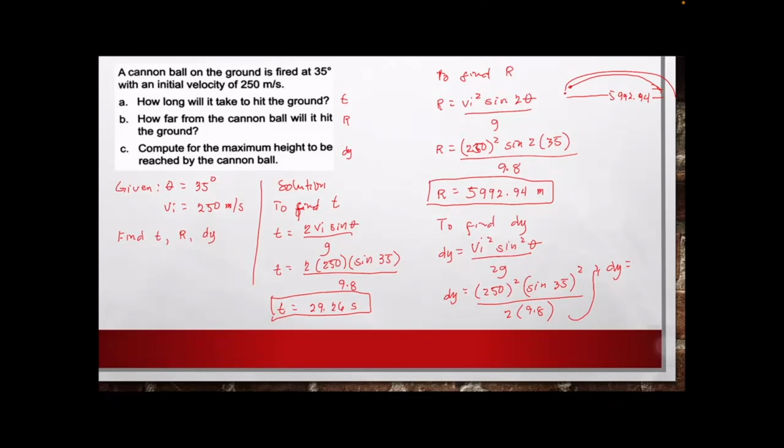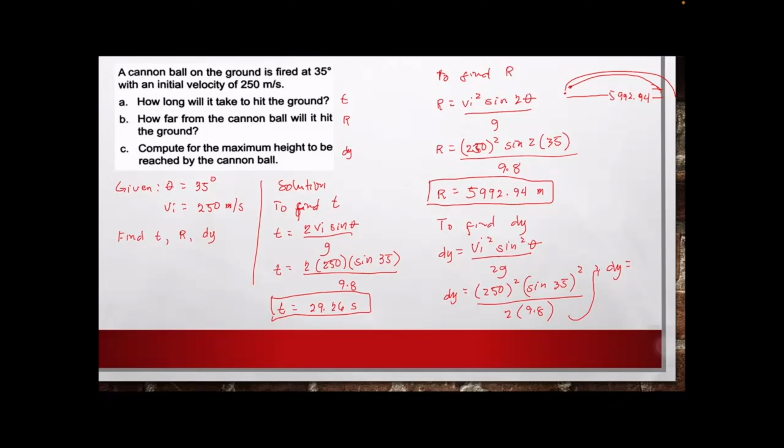Oh, what's the answer? 1,000? 2,996. Parang ang layo. 1,049 po. Your answer will be... sino may sagot na 1,049.08? That's the answer? Okay, so that's the answer.